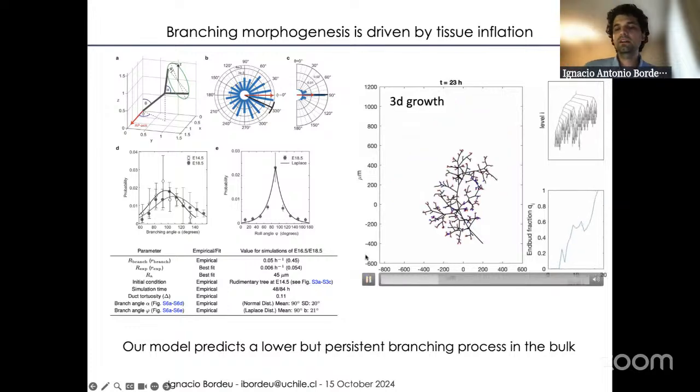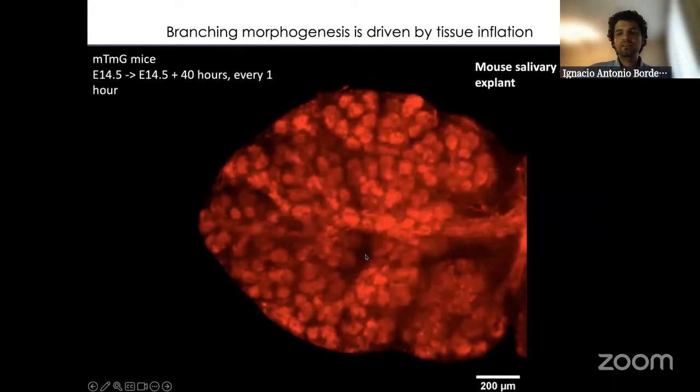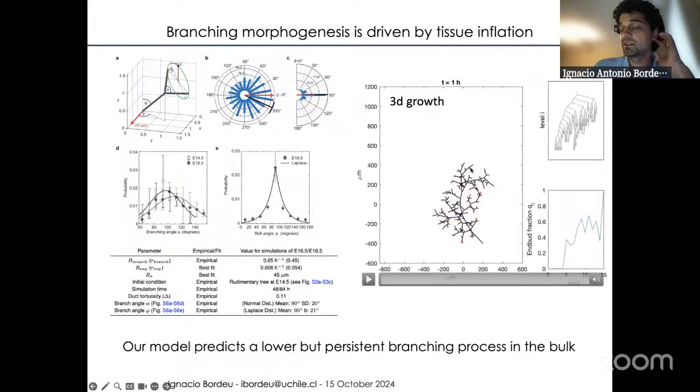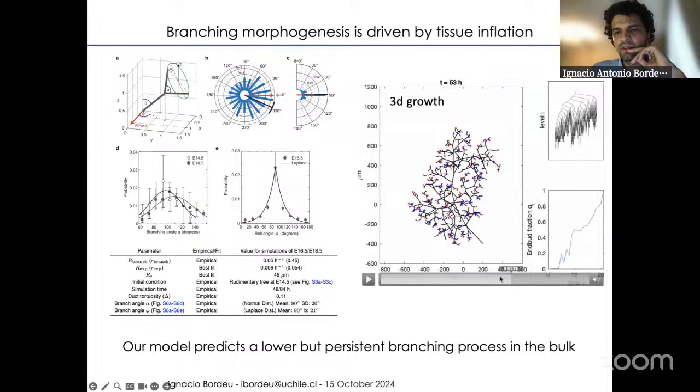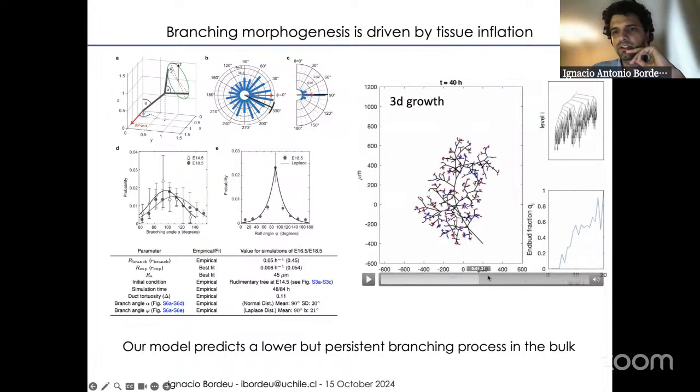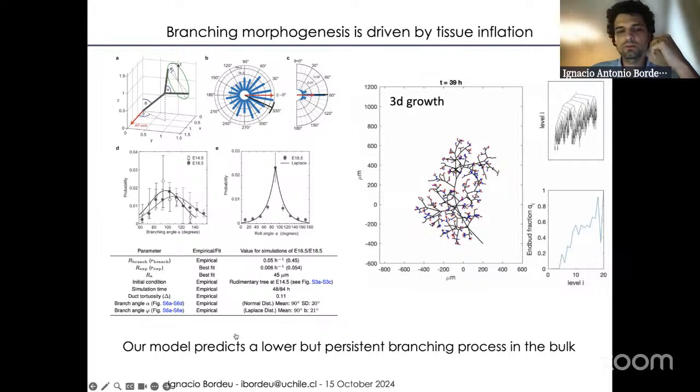And we can then match those results to the actual experiments, both the topology and morphology, and we see a good fit. I have some plots later on. So one thing that our model predicts is that even though the tissue has steric constraints, submerged tips still have the potential of branching, right? So one thing that our model predicts is a lower but persistent branching process in bulk. So we should be able to see this in experiments.